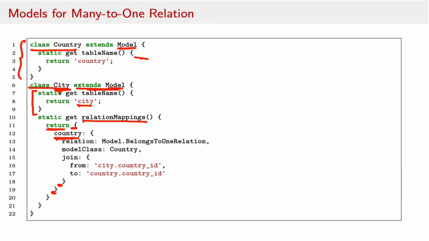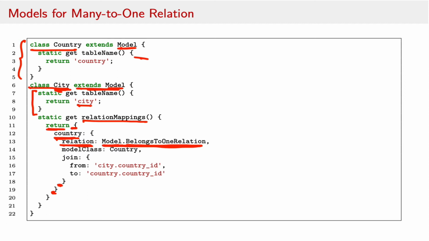The first thing we're going to do is give it a value for this relation attribute. And this is a constant that's defined by objection. You can see that it's part of the model class itself. So it's a constant called belongs to one relation. And that's kind of a long, painful identifier name.